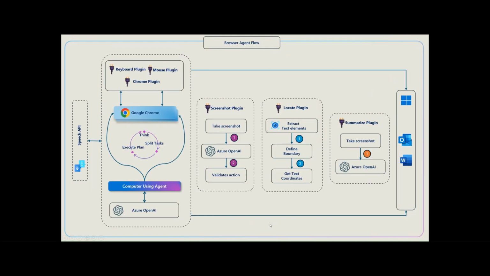Now, let's dive into the browser agent flow. Conversations happen through speech, using Azure Speech Services for speech-to-text and text-to-speech. We mainly use Google Chrome, but the setup is flexible for other browsers too. After each browser action, a screenshot is taken to validate success. Then, using Azure OCR, Cuata locates text elements, gets their coordinates, and the mouse plugin clicks just like a human.